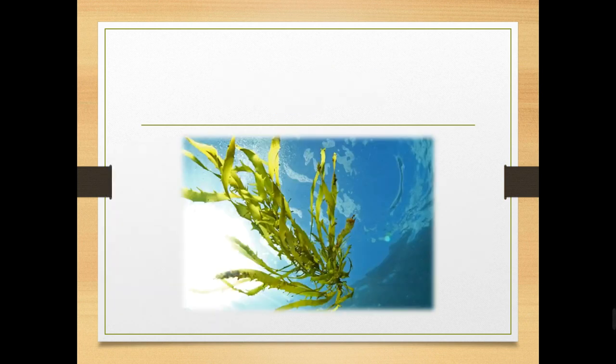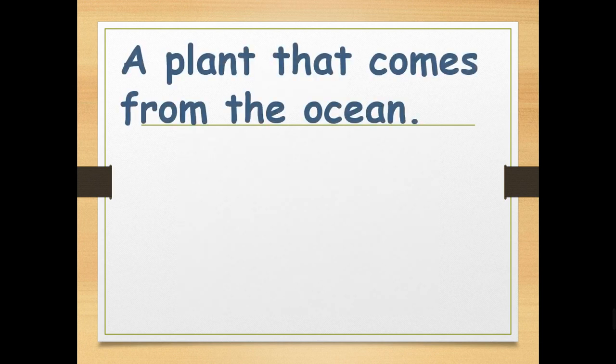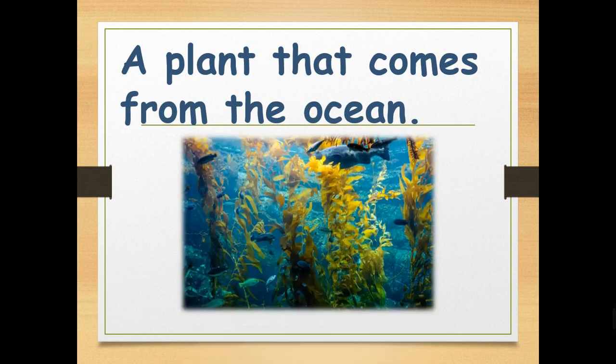Next, we have a picture. What do you think this picture is? Can you guess with me? Yeah, it's called kelp. What is kelp? It's a plant that comes from the ocean. You can see it in the ocean, underwater. So it's a plant.